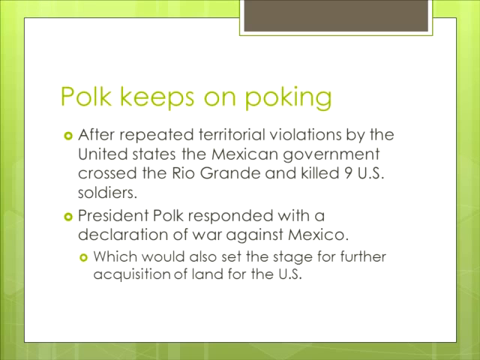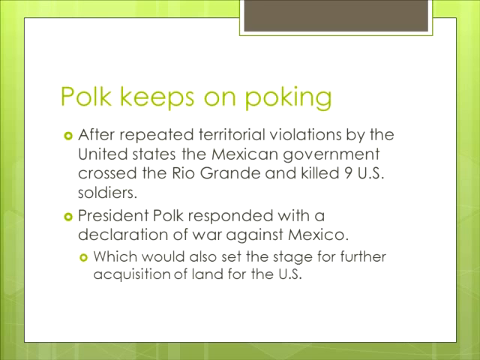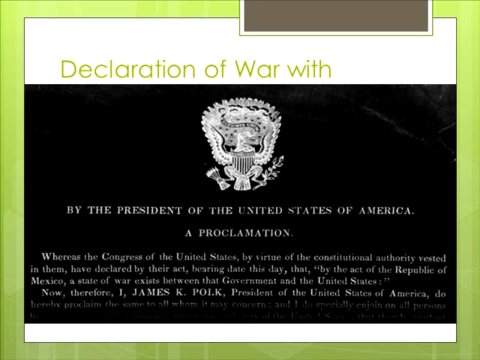So let's take a look at what happened as a result of that. What eventually happened was the Mexican government crossed the Rio Grande River, and they killed 9 U.S. soldiers. Now Polk had his justification for going to war with Mexico, so he went before Congress and he declared war. And here is the proclamation.